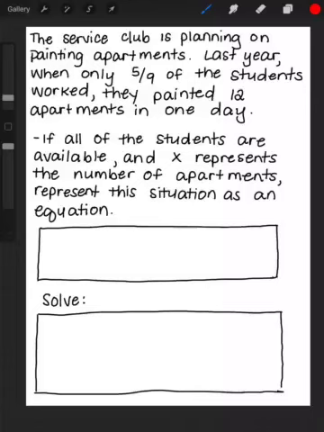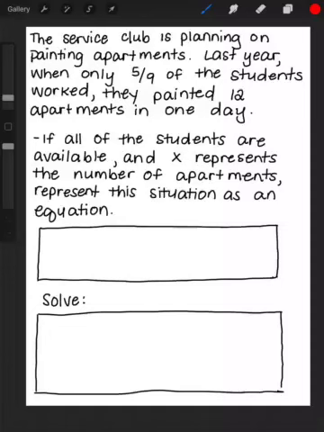So for our first problem, it says the service club is planning on painting apartments. Last year, when only 5/9 or 5 out of the 9 students worked, they painted 12 apartments in one day. If all of the students are available and X represents the number of apartments, represent this situation as an equation.